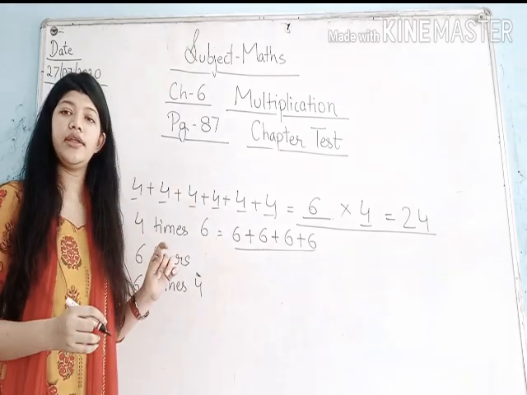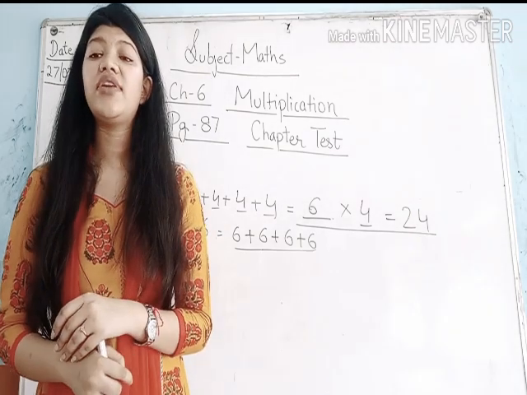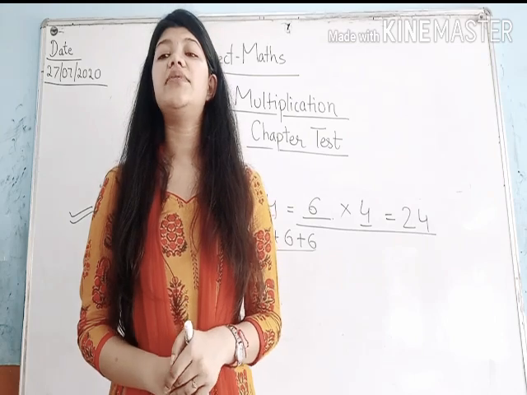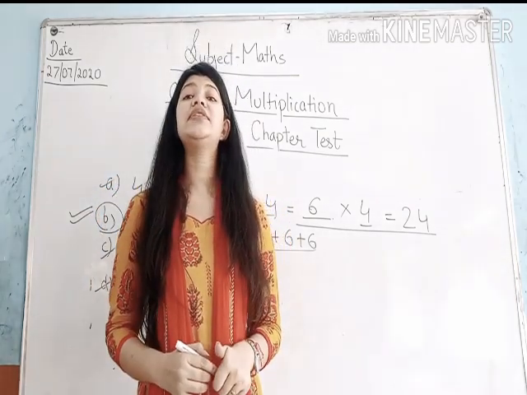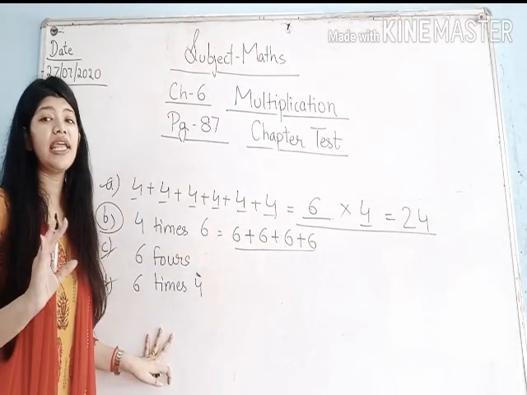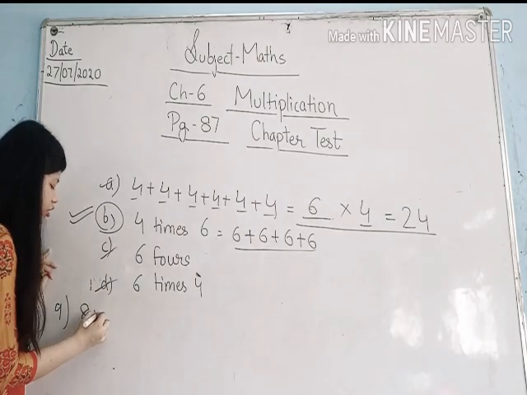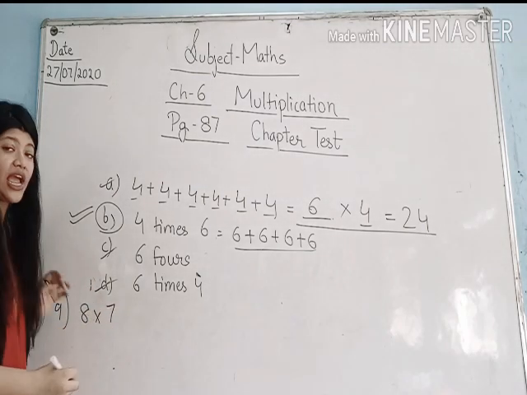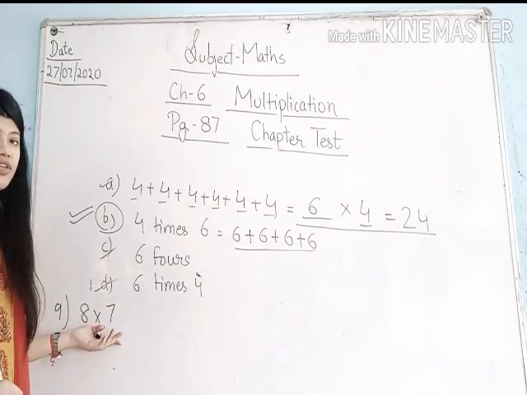Okay, fine. Now let's come to question number 9. 8 times 7 minus 4 times 9 is equal to 5 times dash. Okay, 8 times 7. So what do you mean by 8 times 7? It means we have to add 7 how many times? 8 times. Yes, so it means there are 8 equal groups. 8 equal groups, and how many times? 7 times. Yes, we have added 7 number 8 times.